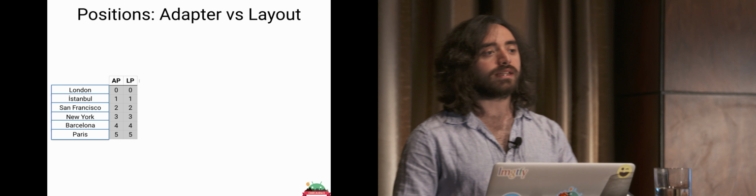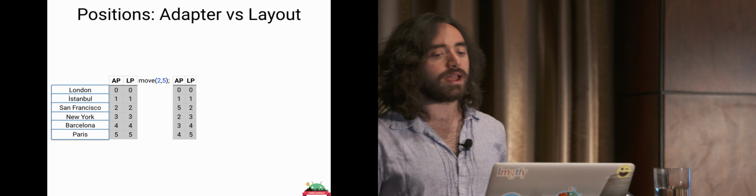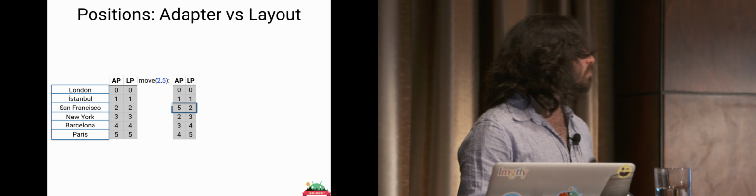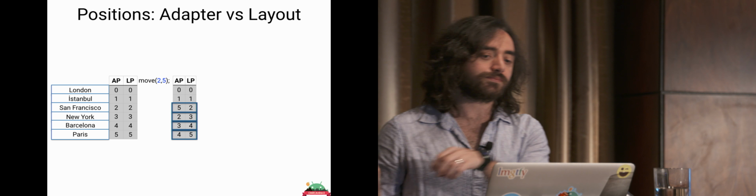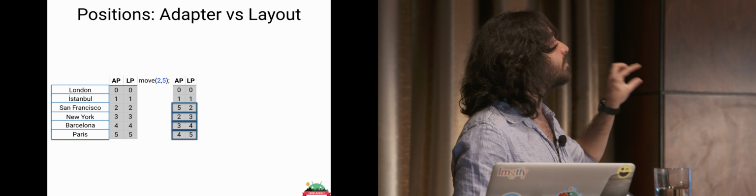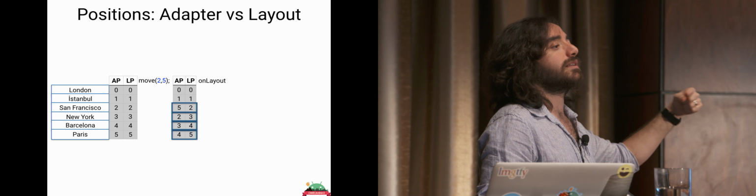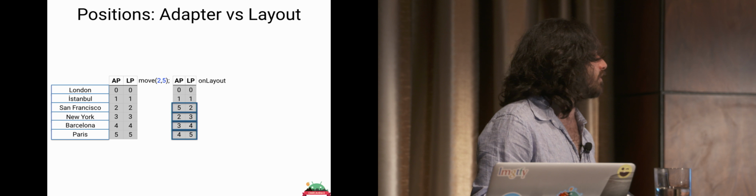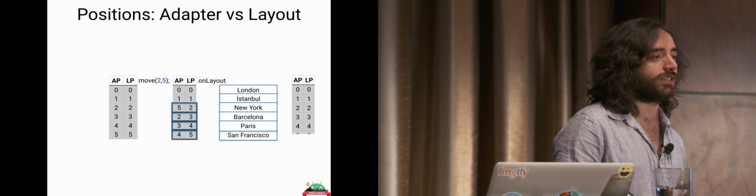But in your adapter, if you say, you know what, I have moved position 2 to position 5, then the adapter positions and layout positions go out of sync. Because we know the adapter contents have changed, but we have not yet recalculated the layout. During this time, layout positions don't match the adapter positions until the view system says, okay, you should lay yourself out now. When we receive the callback, we reposition the views, and now they are synchronized again.